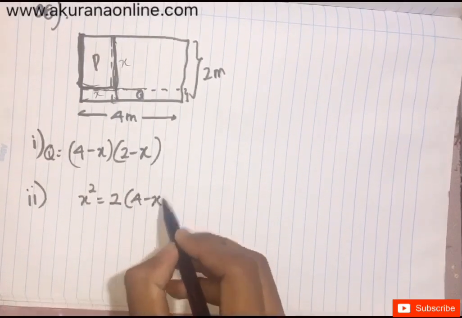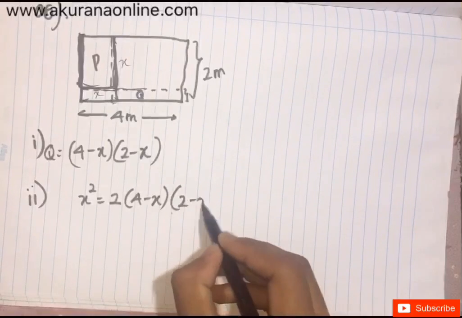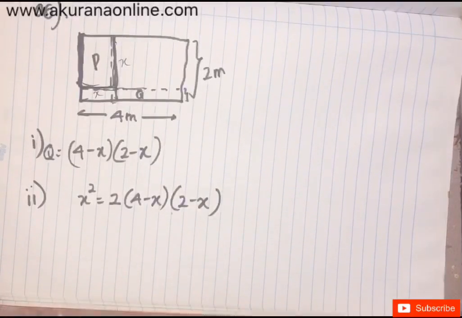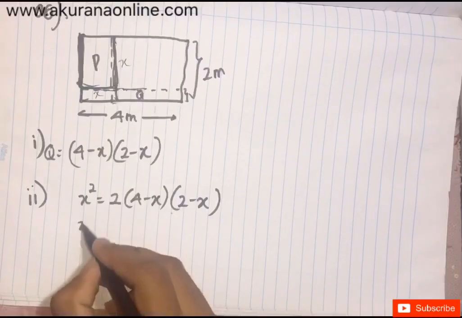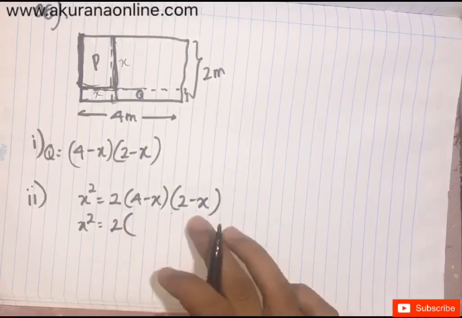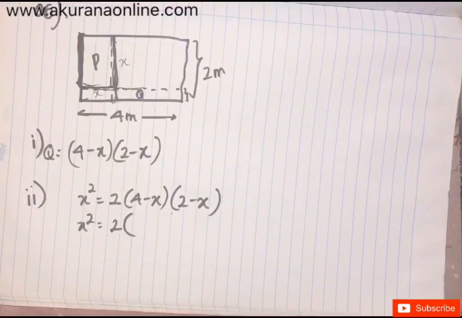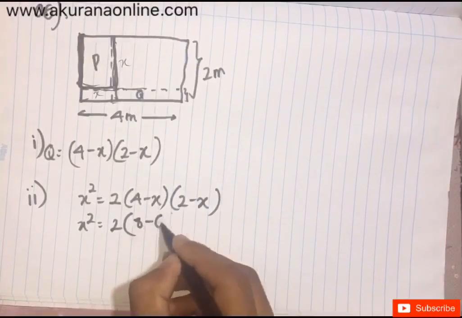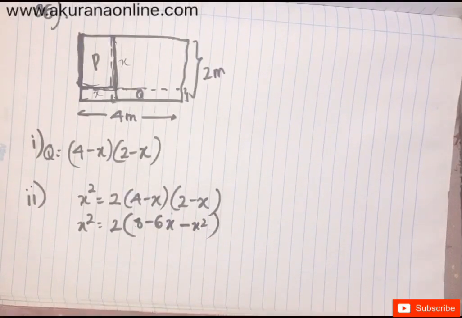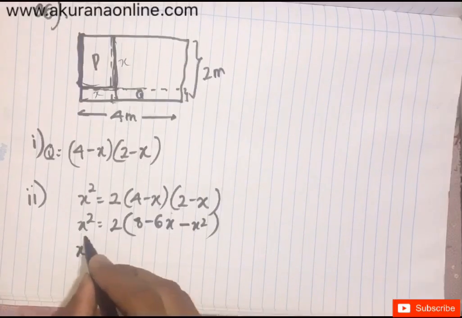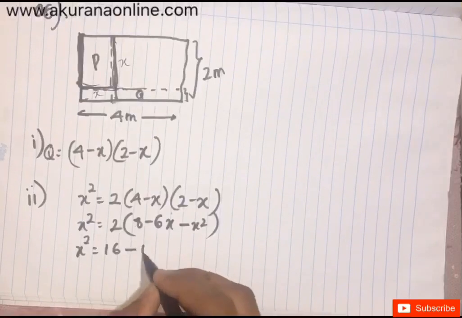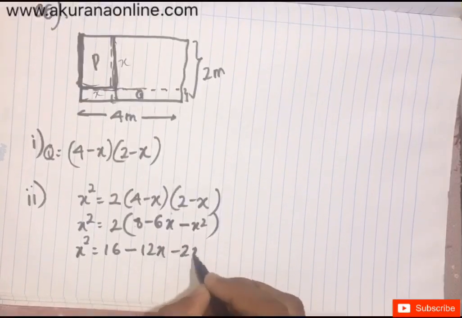So you have to multiply (4 minus x)(2 minus x). Now if you multiply this, I hope you will be getting that answer. You should. Okay, let us get the answer. If you multiply what is inside the bracket, you will be getting 8 minus 6x plus x squared. So this further, 8 times 2 is 16 minus 12x plus 2x squared.